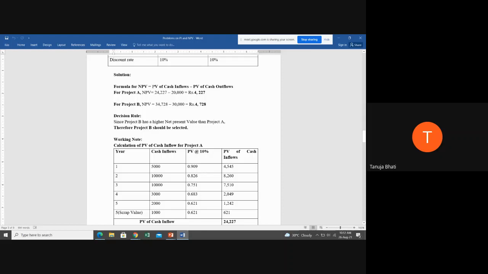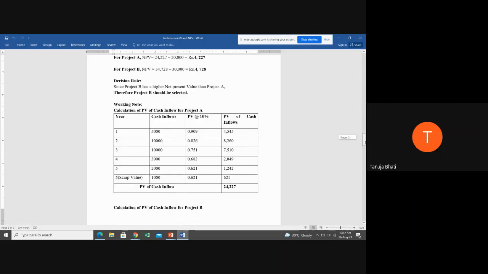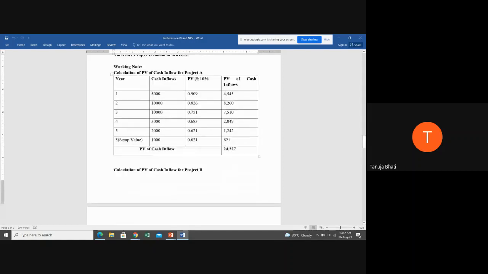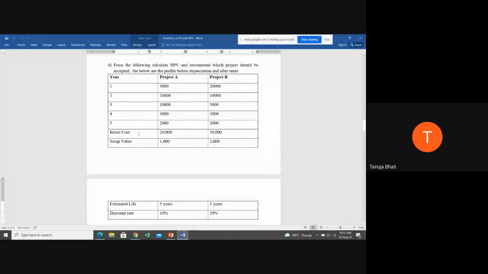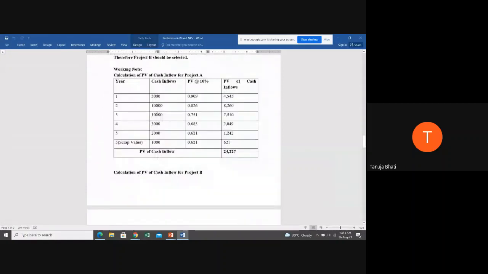We know that in order to calculate PV of cash inflows, we need to do a working note. First, the calculation of PV of cash inflows for project A. As I told you already, pick this as it is from the question. Students, this we are picking up from the problem. But this is the future value, after 1 year, after 2 years. And in the fifth year, there is a scrap value of 1000, so we have written one more 1000 rupees additionally.